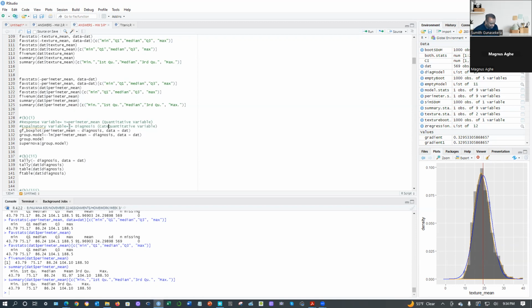The categorical. It's a cat variable. Okay, explanatory. That's what they say. See, we're gonna draw the box plot. Go to this one. Go to data.